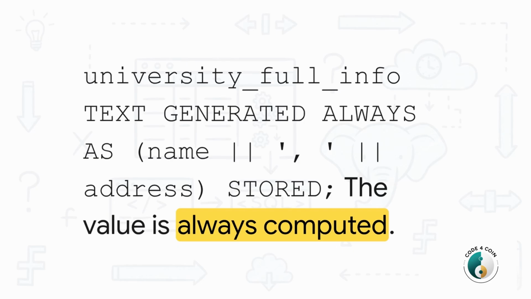We're creating a new column called university_full_info, and we're telling the database its value is generated always as this expression. In this case, we're just saying take the name, add a comma and a space, and then tack on the address. And that stored keyword just tells the database to physically save the result to disk, so it's always ready.